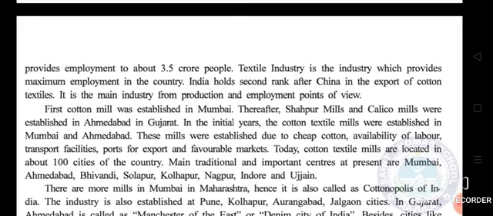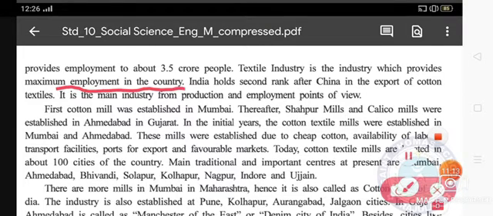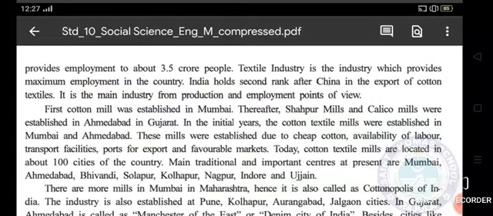So you can underline that the textile industry is the industry which provides maximum employment in the country. India holds second rank after China in the export of cotton textile. So in the export of cotton textile, India holds the second rank. You can underline, the first is China. It is the main industry from production and employment points of view.